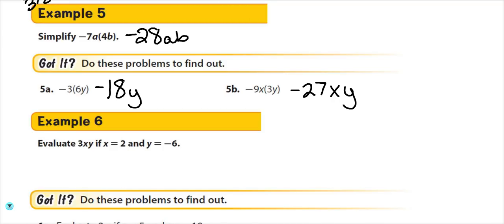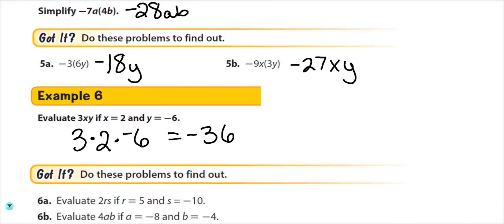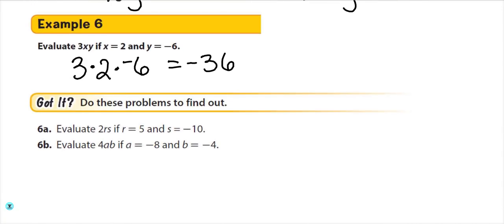Okay, let's try example 6. We're going to evaluate 3xy if x equals 2 and y equals -6. So we have 3 times 2 times -6. So 3 times 2 is 6. 6 times -6 then would be -36, right? One negative makes it negative. All right, go ahead and pause if you need to, and let's try the got it questions by ourselves, and come back to me just as soon as you're ready.